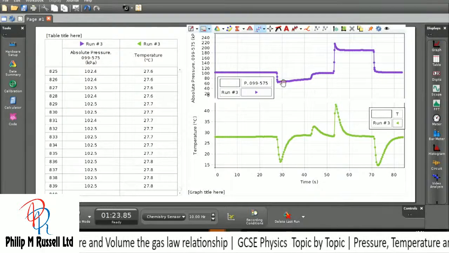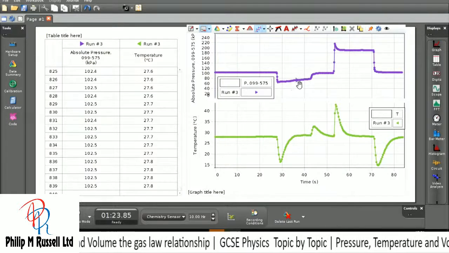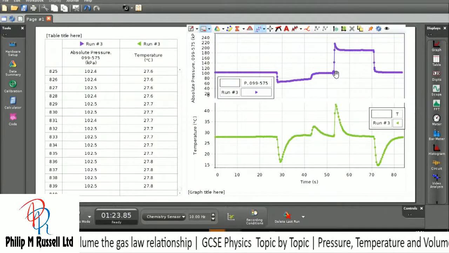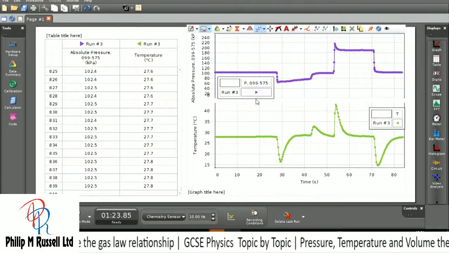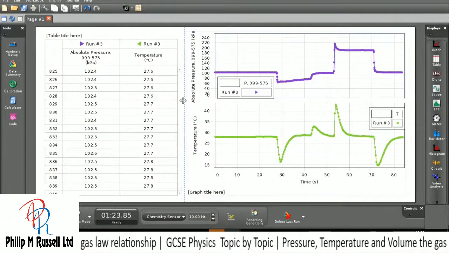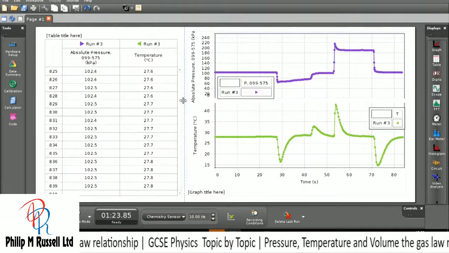So we can see quite happily here pressure decreasing. That's me not holding it well enough, releasing, and we can see that temperature is changing according to the pressure. Now we can see this by doing various other exciting experiments.